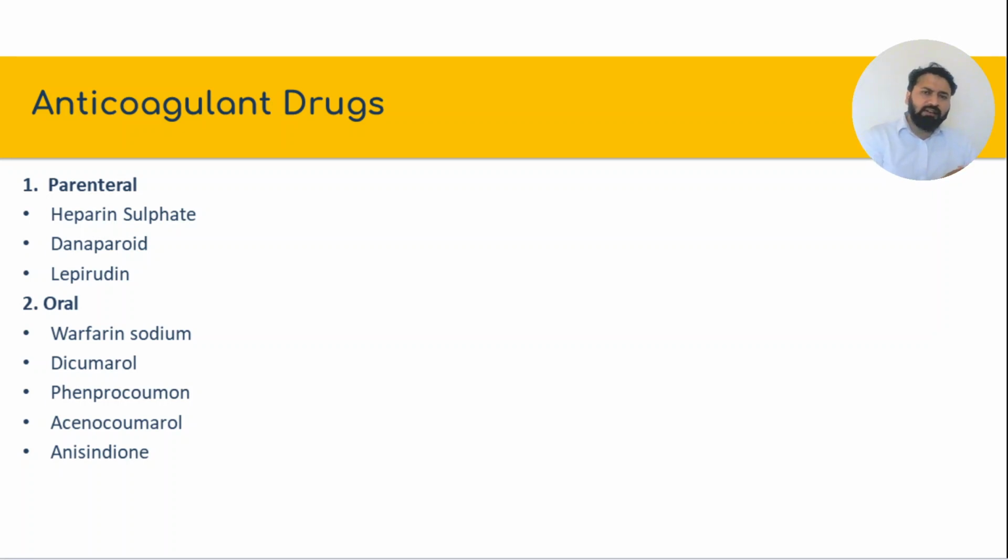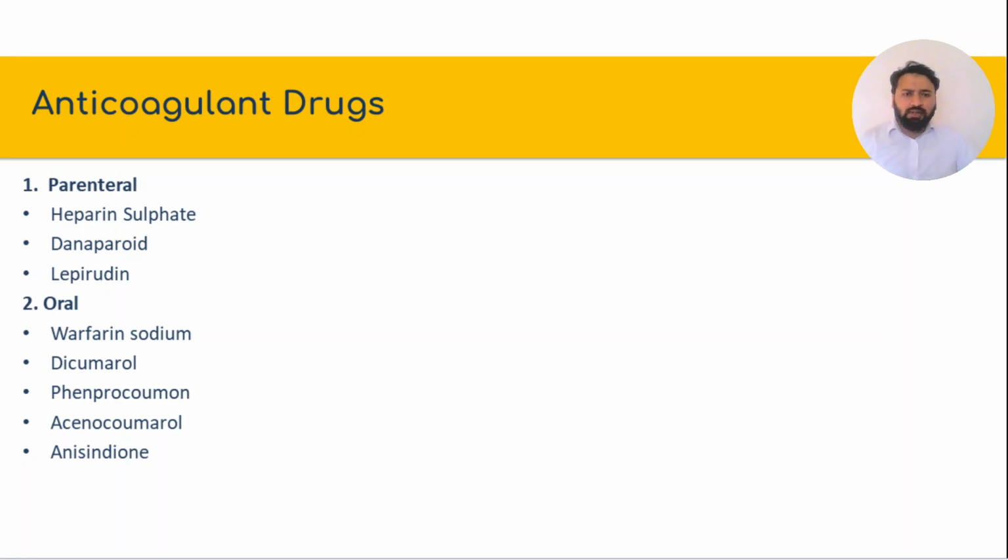There are also some other agents, among which the thrombolytic agents are there, just like streptokinase and urokinase. They are the thrombolytic agents. And there are some antiplatelet agents also, like aspirin, ticlopidine, and clopidogrel, one of the drugs which we are going to discuss, this antiplatelet agent. Okay, now let's discuss some of the anticoagulant drugs which are in our syllabus.